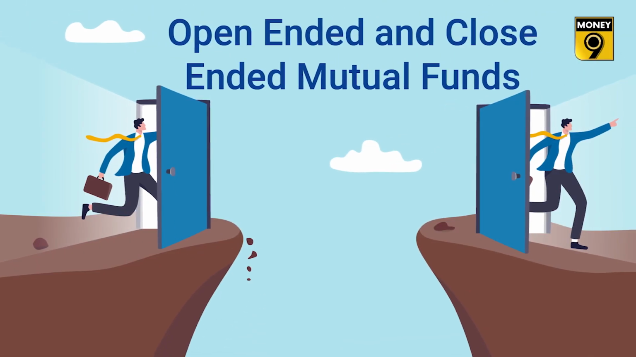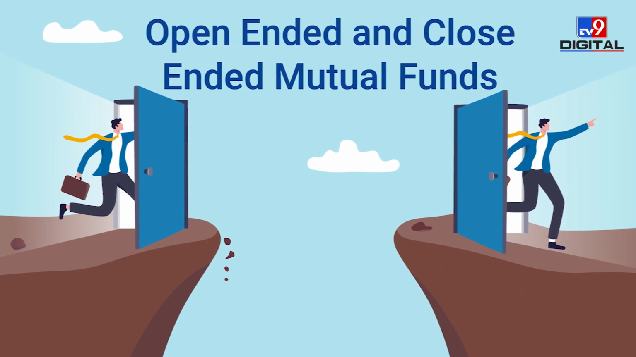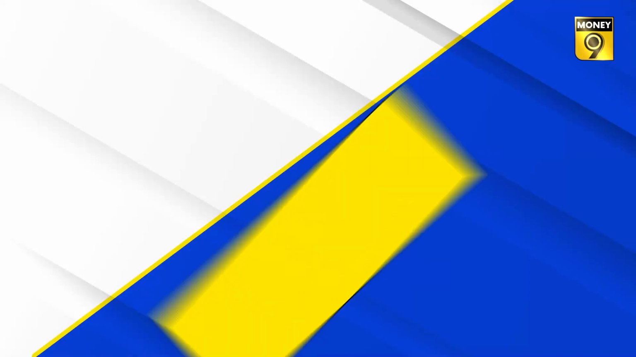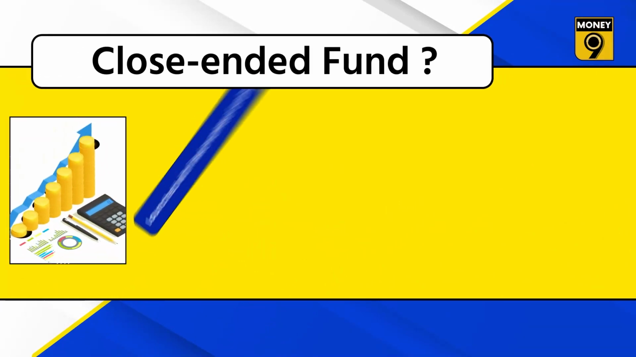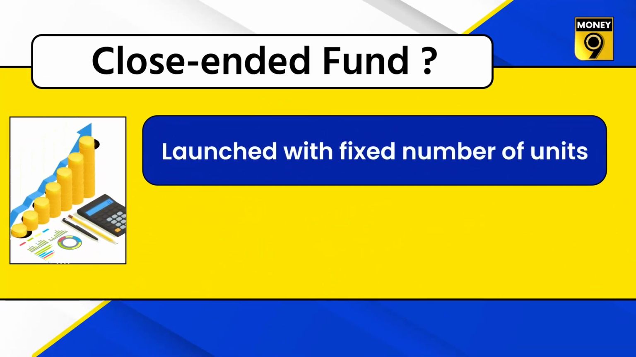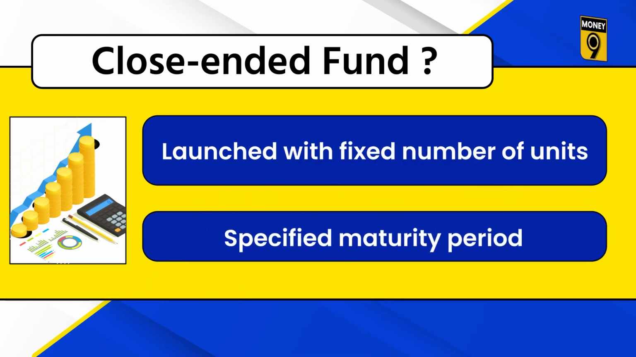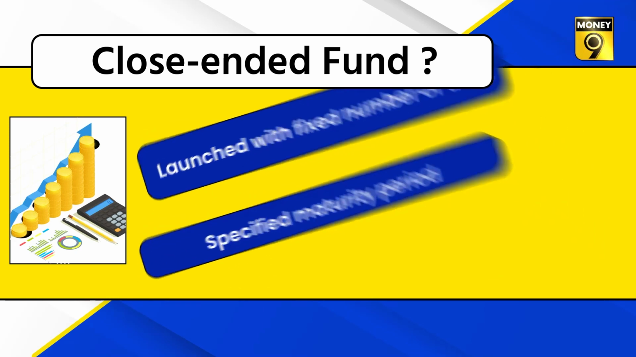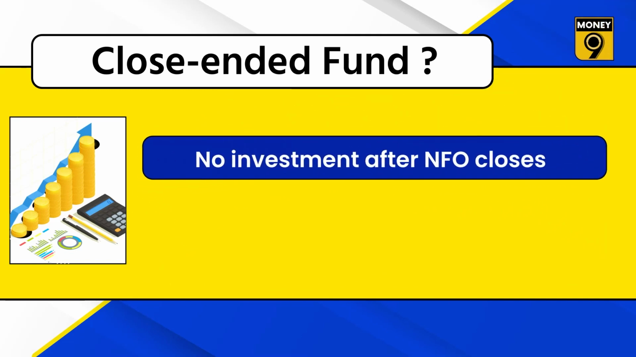Now let's understand in more detail what open-ended and closed-ended funds are and what the difference between them is. A closed-ended fund is a type of mutual fund that is launched with a fixed number of units by a fund house. It also has a predetermined maturity period. Once the new fund offer, which is the NFO, is closed, no further investments can be made in it.